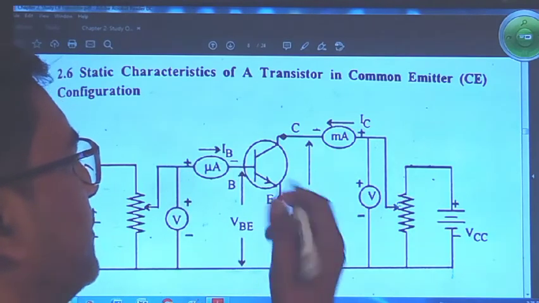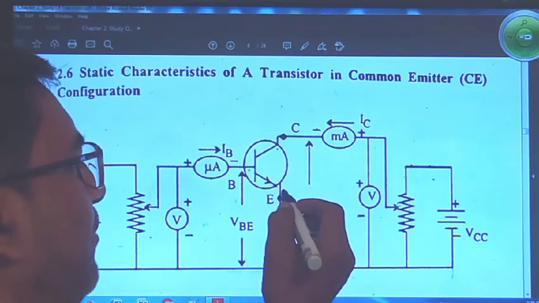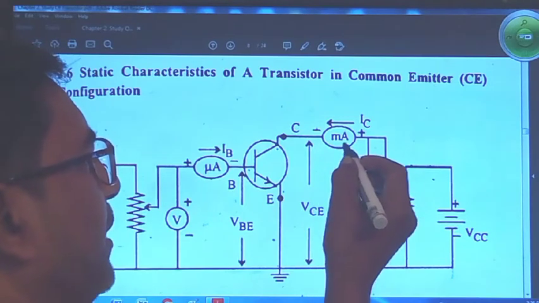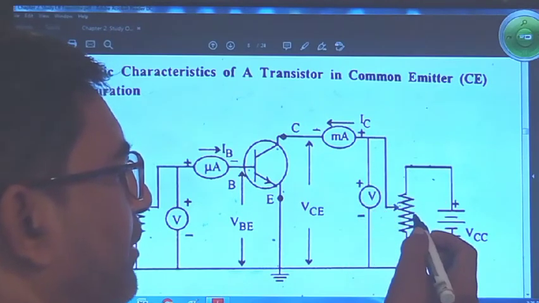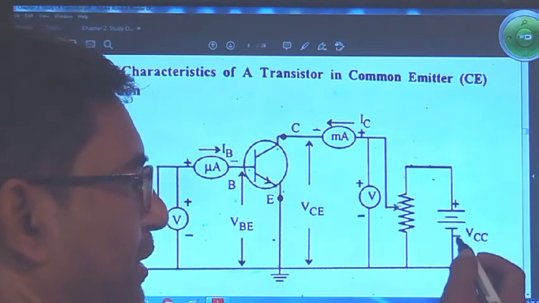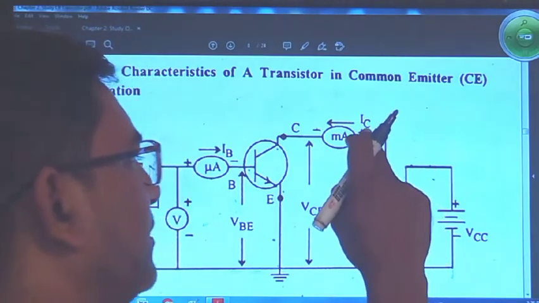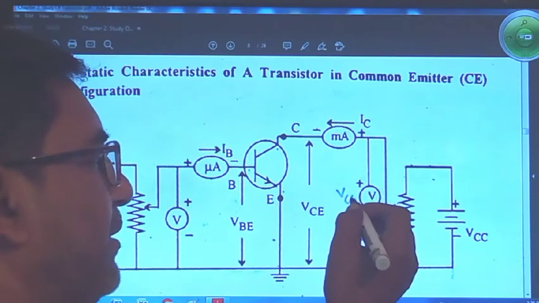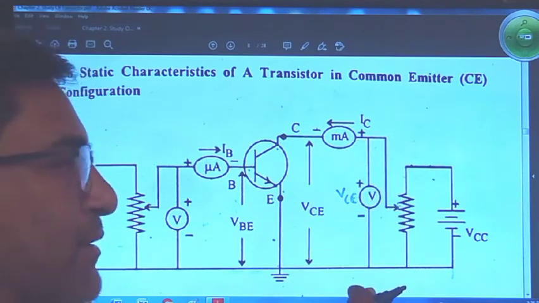Here, this is the transistor, with the collector, base and the emitter. The collector is connected to the milliammeter, and the next terminal of the milliammeter is connected to a rheostat with a battery voltage, that is plus VCC, positive and negative. In between the collector and the emitter, a voltmeter is attached, which we are marking as VCE.